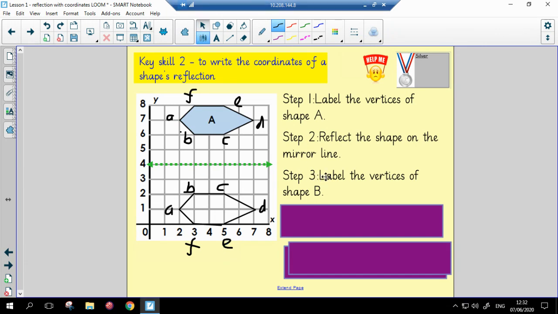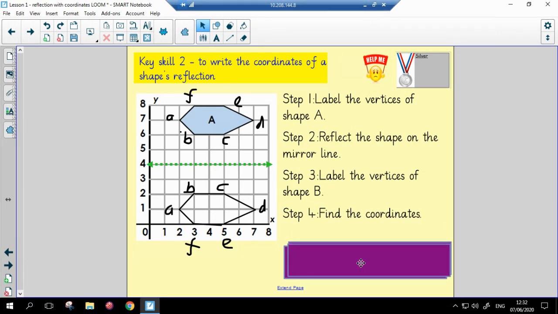And now step 4 would be to find the coordinates. And I can see that the coordinates of the shape that we've reflected for A is 2, 1, B is 3, 2, C is 5, 2, D is 7, 1, and E is 5, 0, and F is 3, 0. Obviously, you'd need to write those down. I haven't got a lot of space on my screen, so forgive me. I've not done that for you this time, but it's important to look at the steps to success while we're doing this.